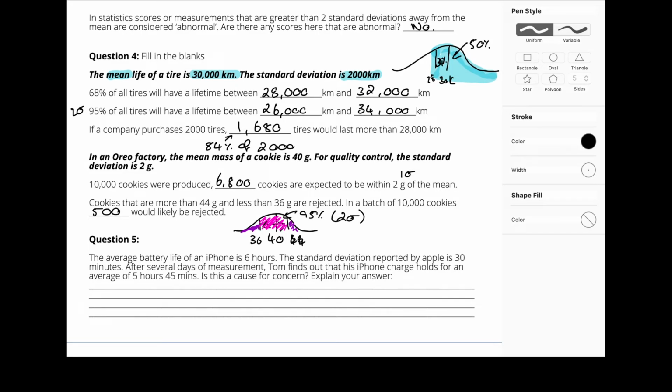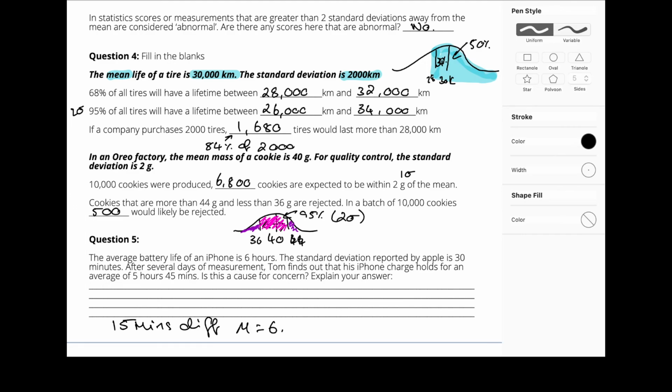In question 5 then, the battery life of an iPhone is 6 hours. The standard deviation reported by Apple is 30 minutes. After several days of measurement, Tom finds that his iPhone charge holds for an average of 5 hours 45 minutes. Is this cause for concern? So this question was trying to get us to look at the data and interpret, well, is this an abnormal result? And remember, if it's within 2 standard deviations, we consider it to be normal. Okay, his is 5 hours 45 minutes. That's only 15 minutes of a difference. So 15 minutes difference between his iPhone and the mean, which is 6.